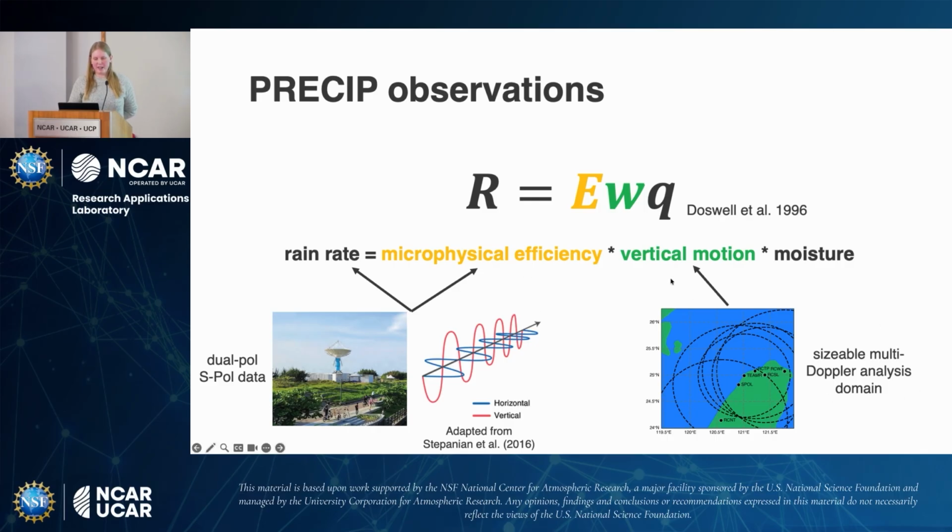And because we have a sizable multi-Doppler analysis domain, Taiwan has a really dense network of operational radars, and then with the addition of S-Pol and NTU's TEAMR radar, was it NTU or NCU? It was NCU. NCU's X-band radar, TEAMR. You can do multi-Doppler analysis over a sizable domain. This really helps towards getting statistics.